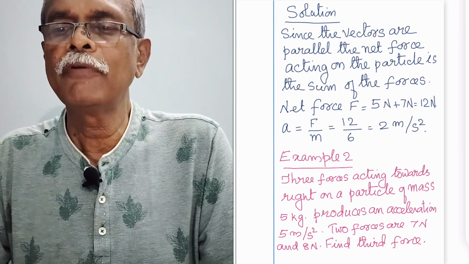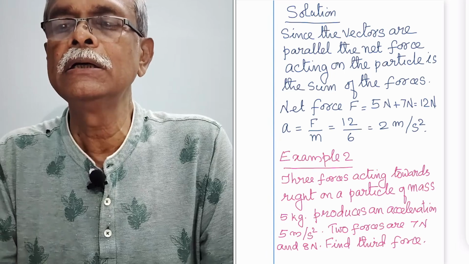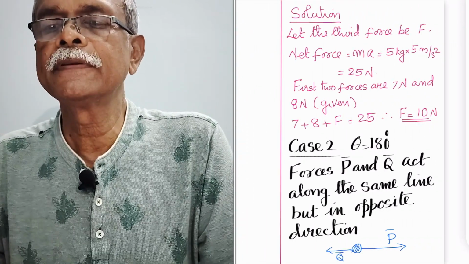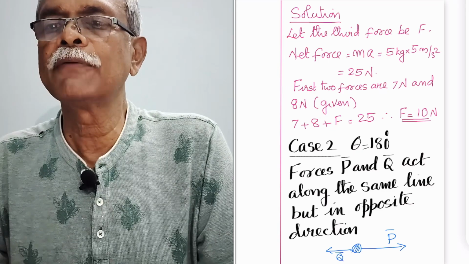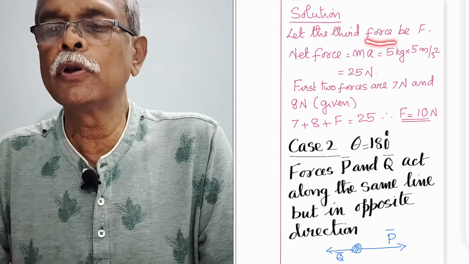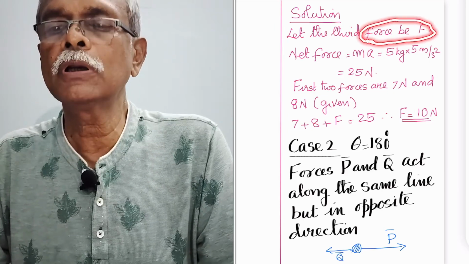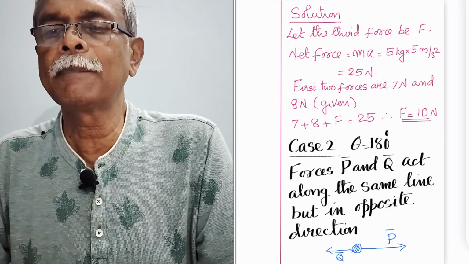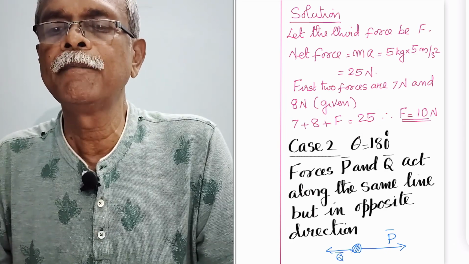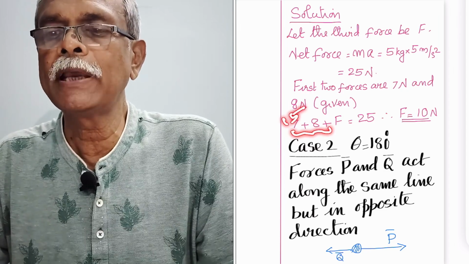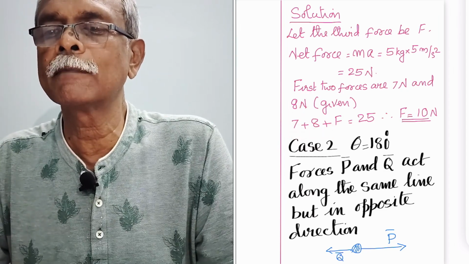And therefore, we have to calculate the third force. That is 7 plus 8 plus the force F, which is equal to 25. Therefore, F is equal to 25 minus (7 plus 8), which is 15. Therefore, F is equal to 25 minus 15, that is 10 Newton.